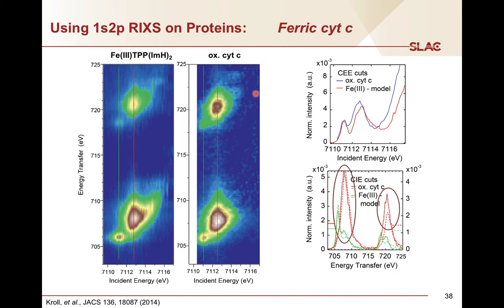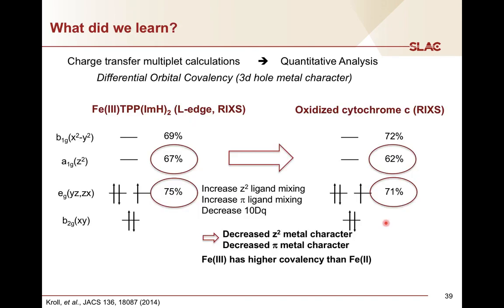I subtracted here the rising edge and only focus on the 1s to 3d transition, which is weak because it's quadrupole allowed only. When you do diagonal cuts, it's shown here. You see some small differences. However, when you do vertical cuts at selected energies and compare these, you see small but characteristic differences. And we simulated these, and we found that it's mainly a difference in the metal character along the axial direction, which makes total sense because it is the only thing that we changed. We changed the ligand mostly in the axial direction.